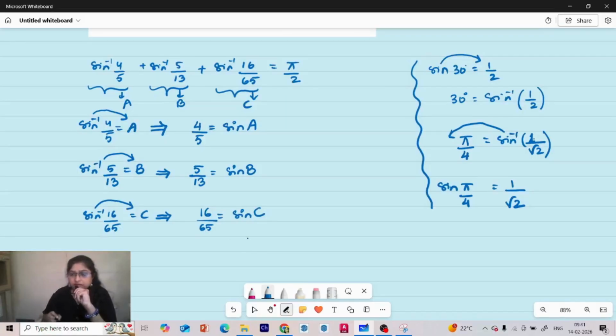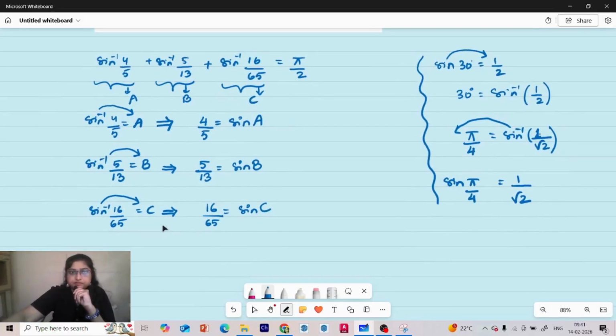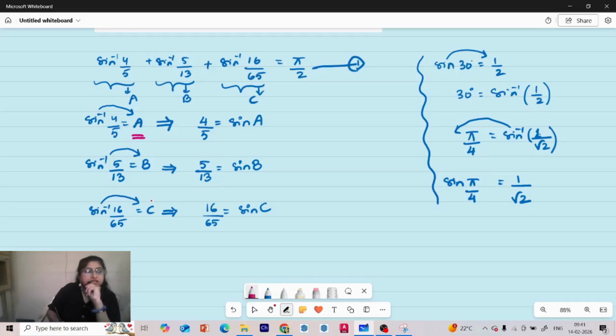Okay, now that we got these values, let us write our question again. Sin inverse 4 by 5 is nothing but a. What did we assume in equation 1? sin inverse 4 by 5 is nothing but a, sin inverse 5 by 13 is nothing but b, sin inverse 16 by 65 is nothing but c. So if we replace, we will get a plus b plus c is equal to pi by 2.